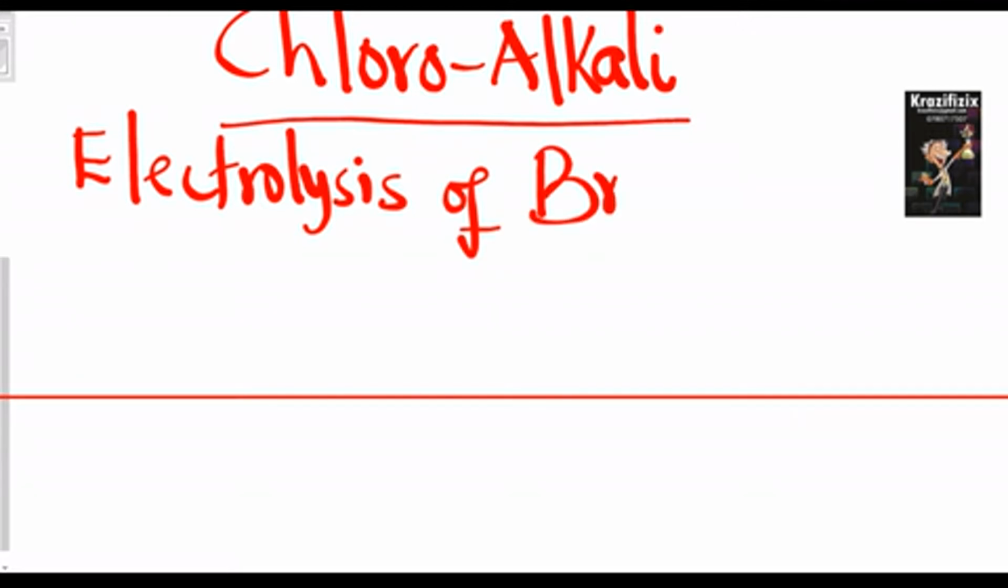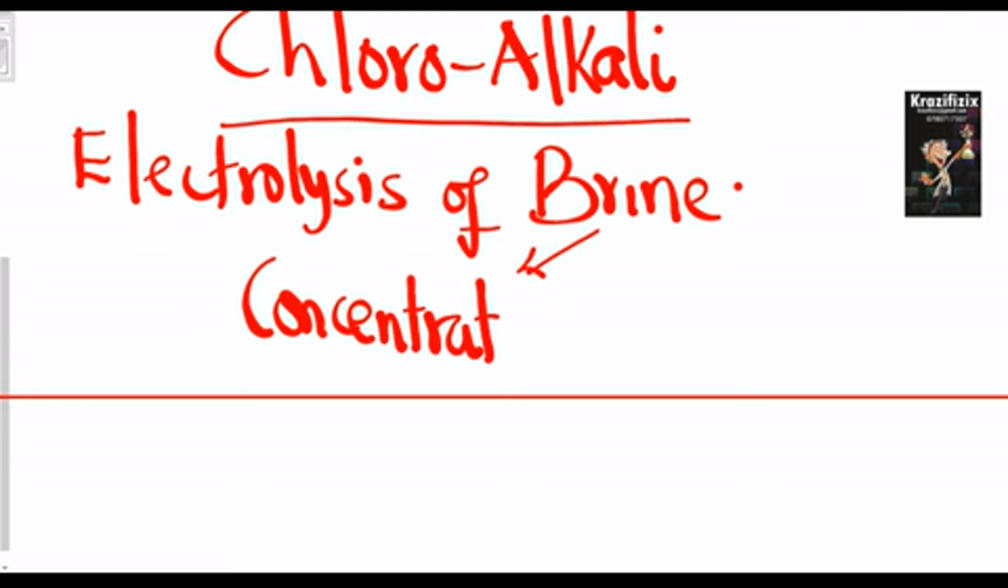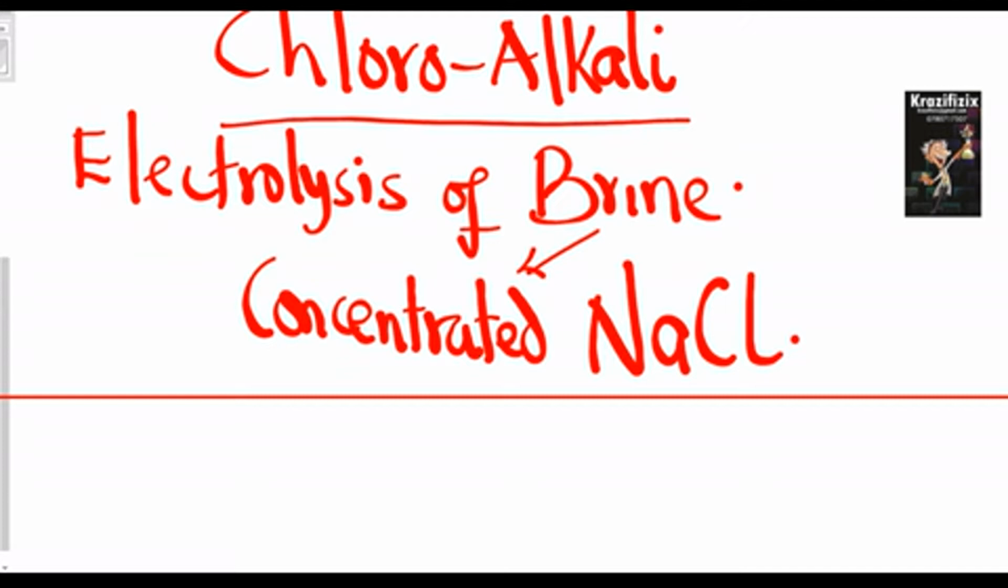Electrolysis of brine, and brine is concentrated sodium chloride. Like the ocean is actually a place that is very, very rich in sodium chloride. So we deal with the electrolysis of sodium chloride. Now we use a special kind of cell here, which is called the membrane cell.